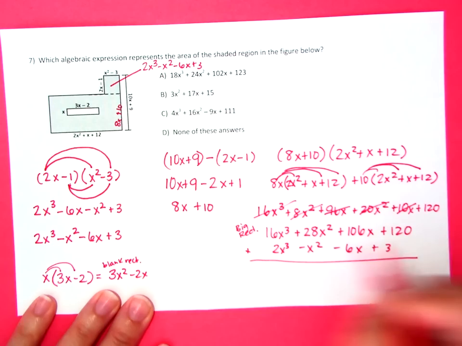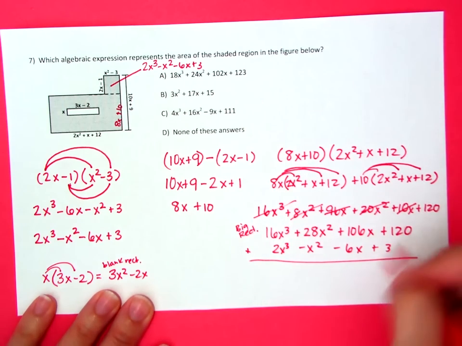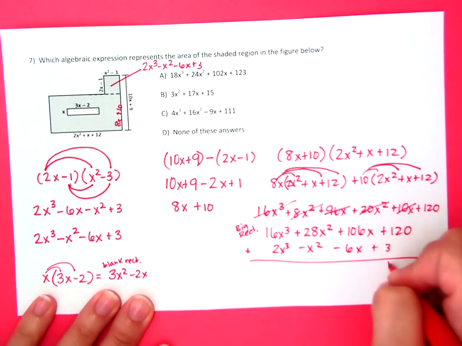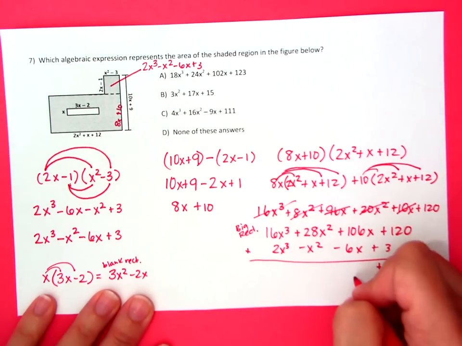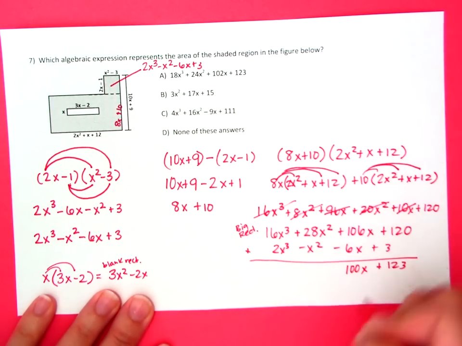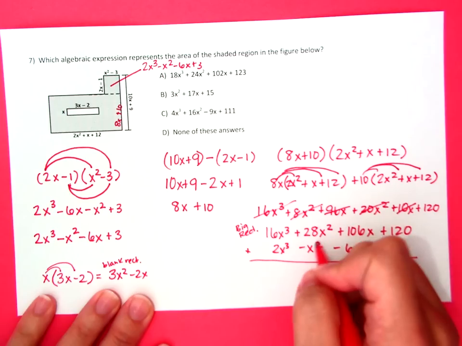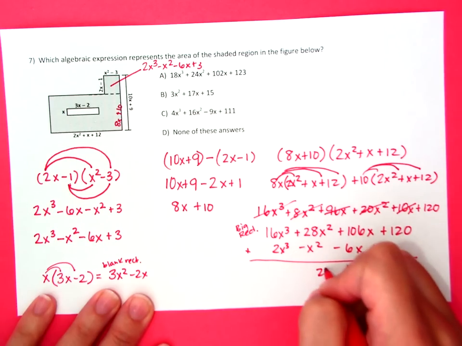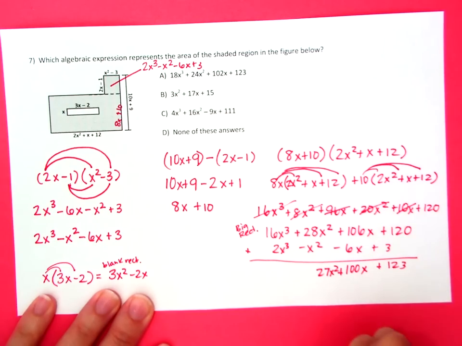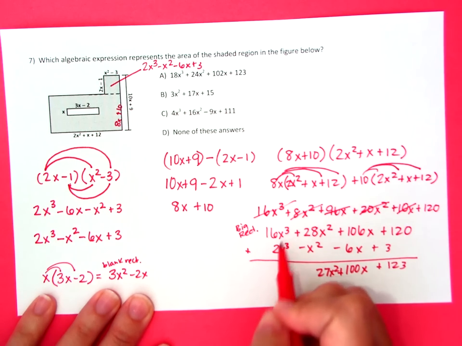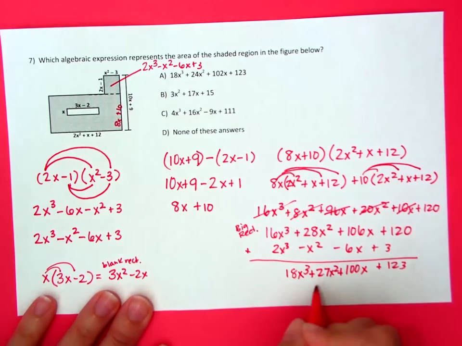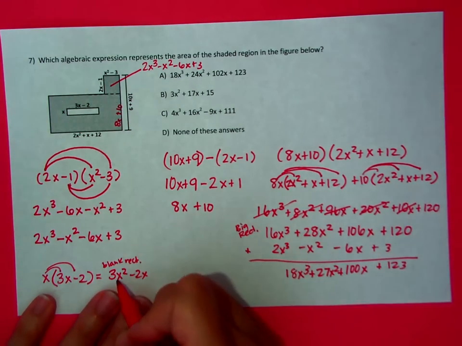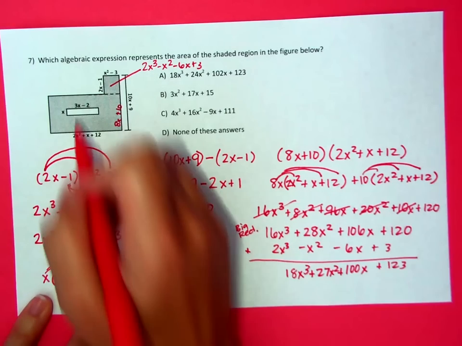So 16, and actually I'm going to start over here, but it doesn't really matter. Usually we start this way. So we have 120 plus 3 would be 123. Then this is 106 minus 6, which would be 100x. This is 28x squared minus x squared, which would be 27x squared. And then here I've got 16x cubed plus 2x cubed, which would be 18x cubed. Now I've got all of that, but don't forget we got to subtract off this one rectangle.